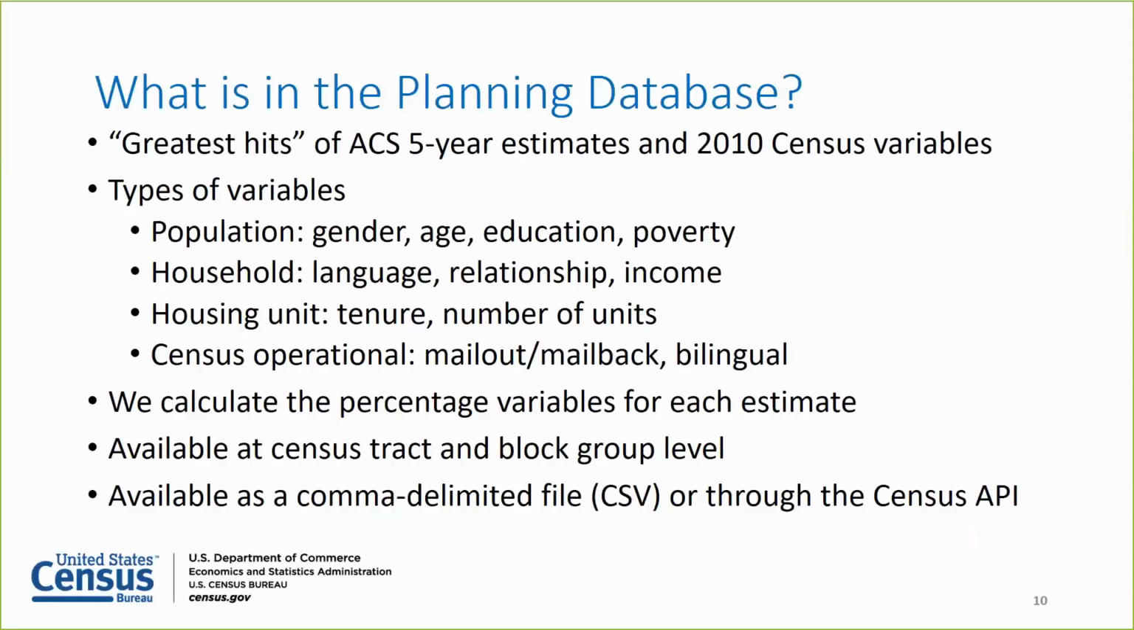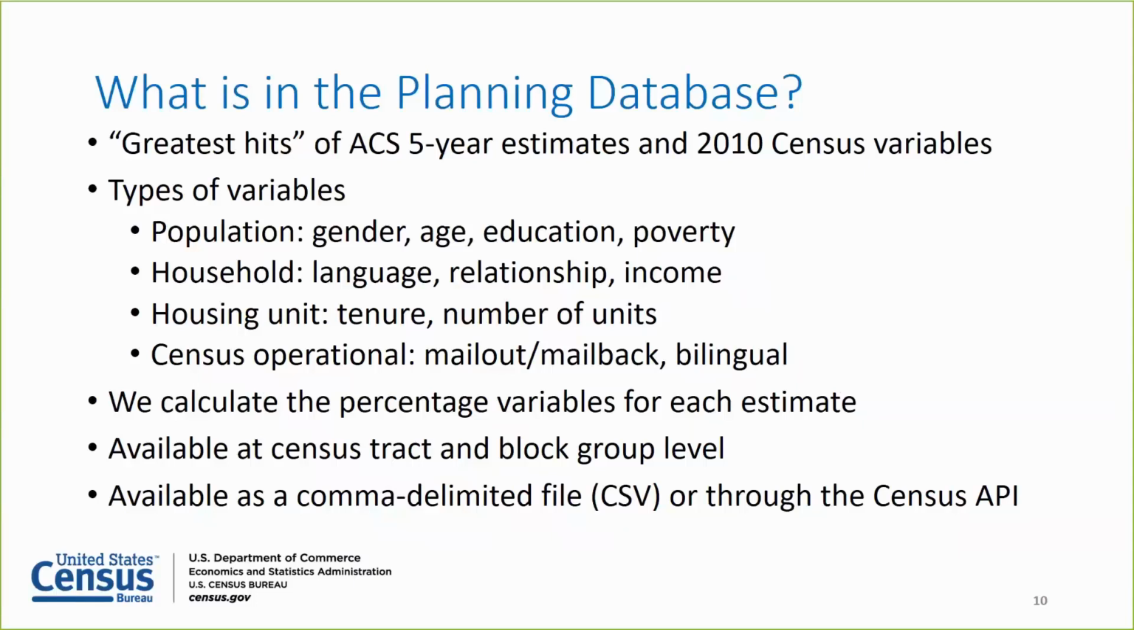Another big thing is we calculate the percentage variables for each estimate. So the official ACS tract and block group estimates are counts. There's 200 men, the actual count, whereas on the planning database, we calculate as a percentage of the total population, this tract has 30% males versus females. And we've actually calculated all of those for you for all the variables on the planning database.